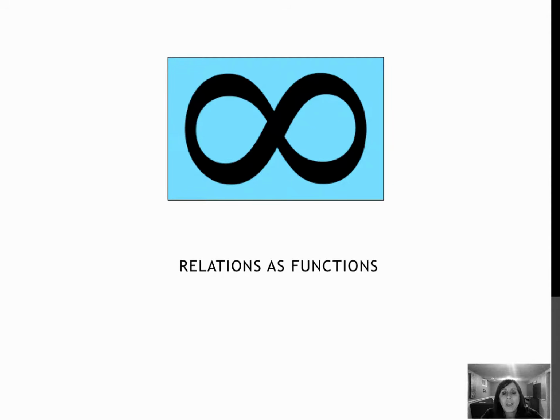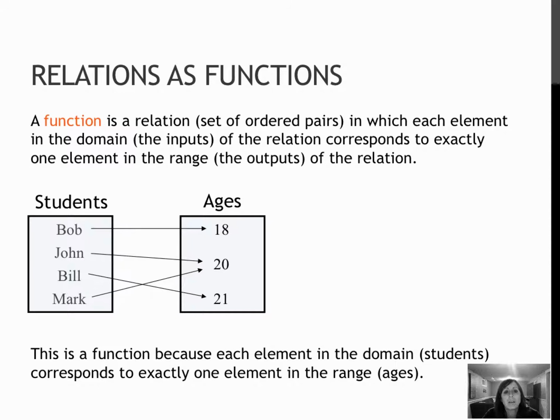We already know that a relation is just a set of ordered pairs, and now we're going to talk about what a function is. A function is a relation or set of ordered pairs where each element in the domain, so each element in X, corresponds to one element in the range. That would make it a function.